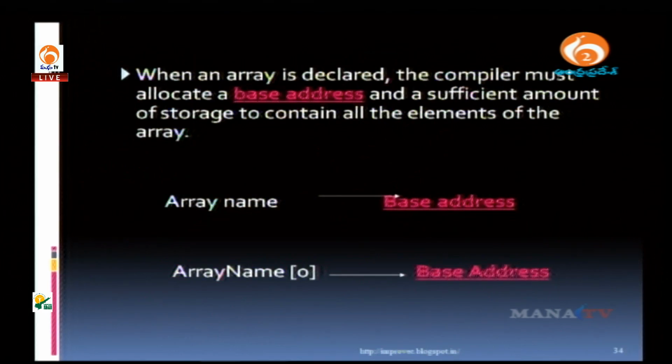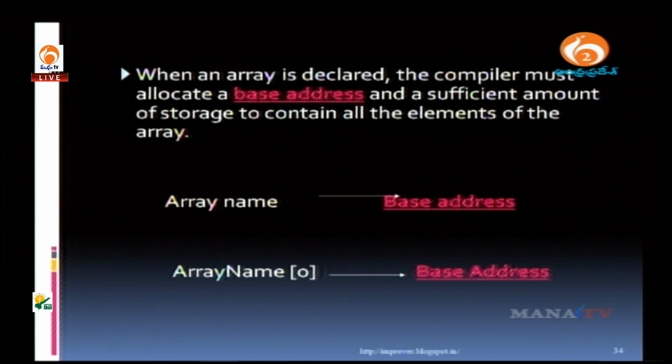The array name itself is a base address. When an array is declared, the compiler must allocate a base address and a sufficient amount of storage to contain all the elements of the array. Whenever we declare an array, the compiler allocates the base address. We do not allocate the address, it will be allocated by the compiler.